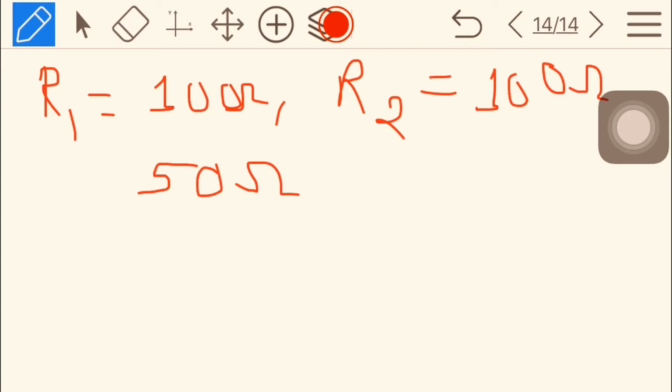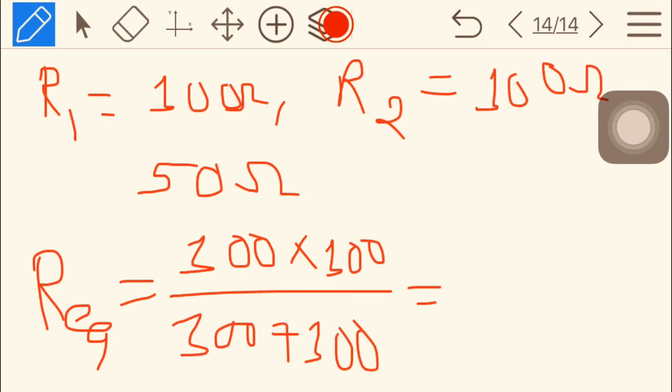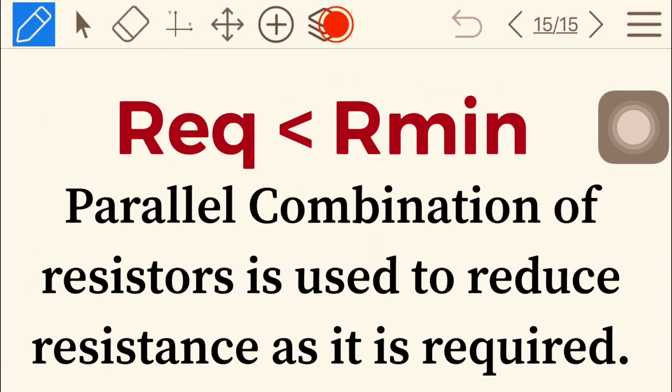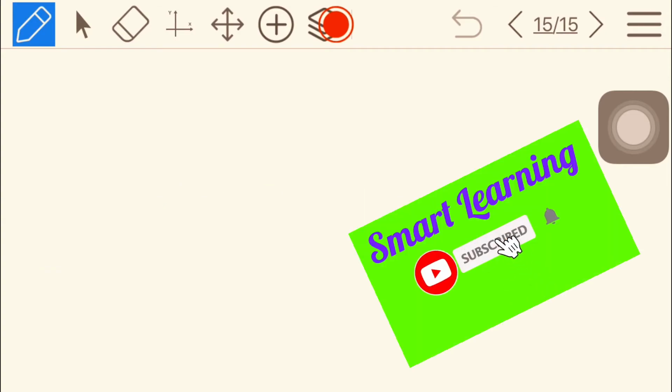Another example, R1 is equal to 100 ohm and R2 is 100 ohm again, but we need only 50 ohm resistance. How can we get 50 ohm from these two resistors? Simple, we have to connect them in parallel combination so that Req is equal to 50 ohm. So from these examples you see that parallel combination of resistors decreases the value of resistance.